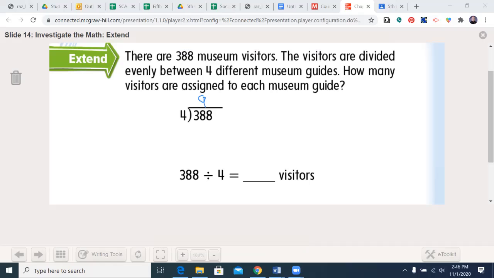I multiply 9 times 4 is 36. I subtract. I get a 2. 2 is less than 4, so I bring down and I get 28. I know that 7 times 4 is 28. We get 28. Subtract. Nothing. So my final answer, 97 visitors. I could check my work. 97 times 4 is, in fact, 388.